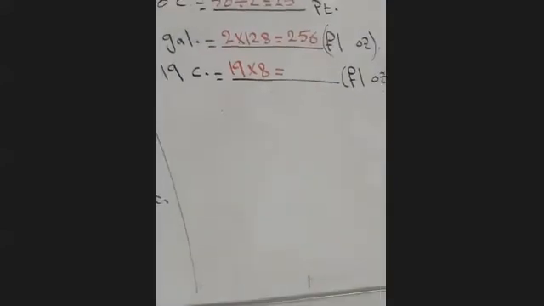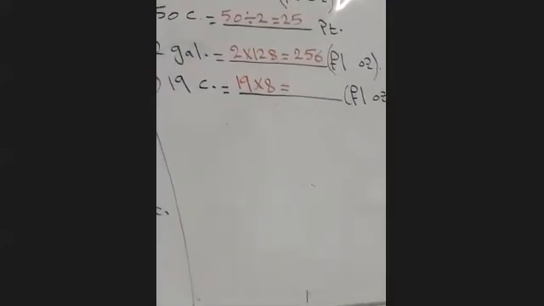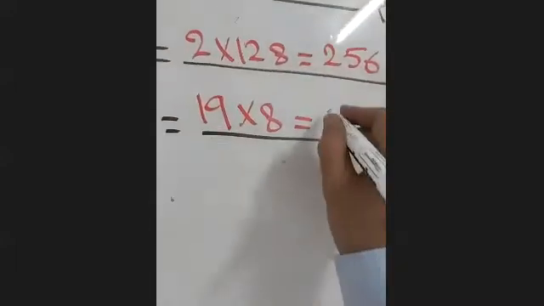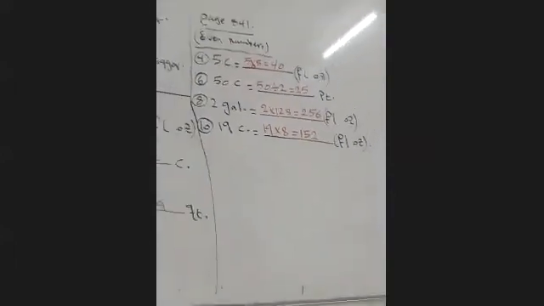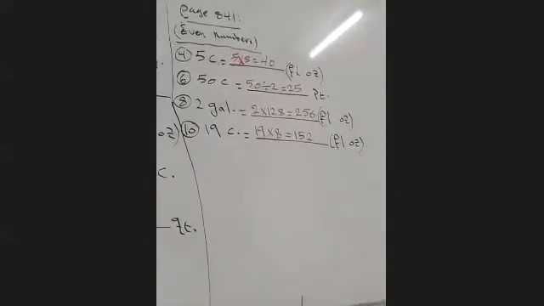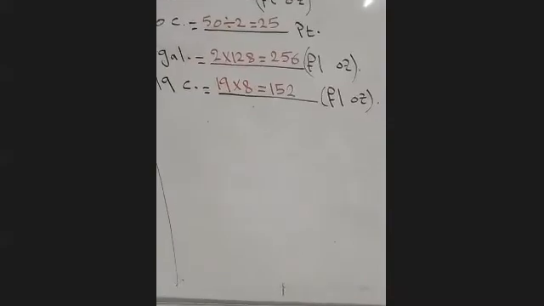How much do you get? 152. Mumtaz. So 19 cups is 152 fluid ounces.